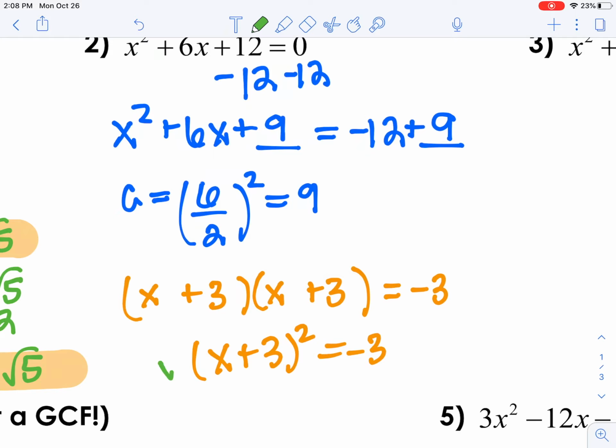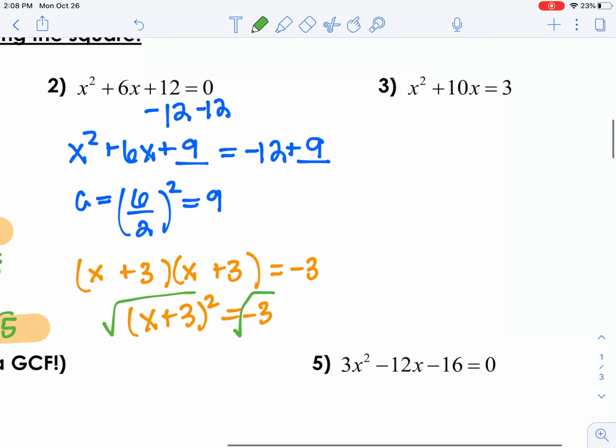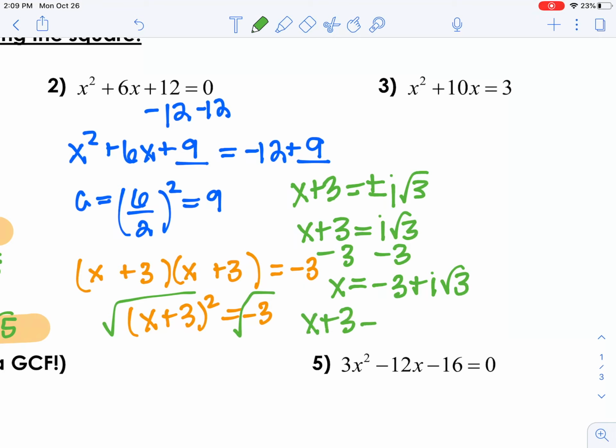Now we can solve by taking the square root. Doing so gets me x plus 3 equals plus or minus. Now I can't take the square root of 3. I can't simplify that, but I need to pull out the i to make that 3 positive. So now I have x plus 3 is positive i radical 3. So x is negative 3 plus i radical 3. And I have x plus 3 is negative i radical 3. So that gives me x is negative 3 minus i radical 3.